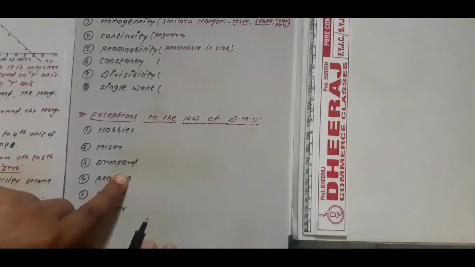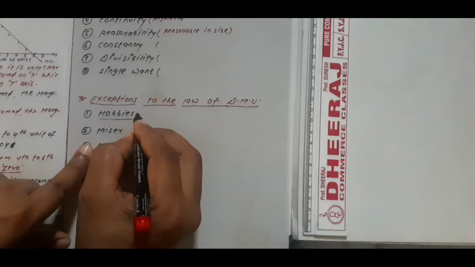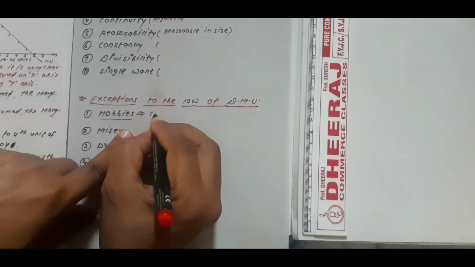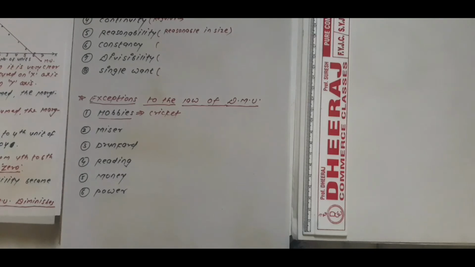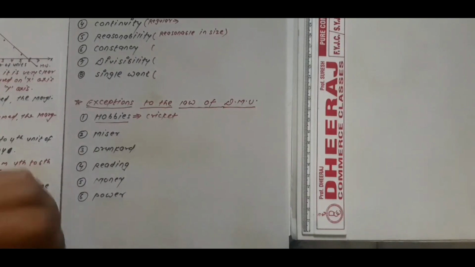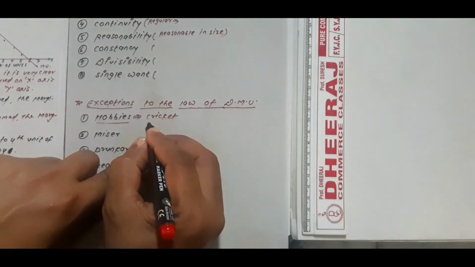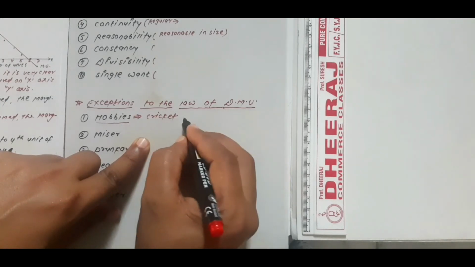Now for example, the first is hobbies. A person's hobbies are totally different from person to person. If your hobby is playing cricket, and a person plays cricket more and more continuously, their utility increases. If a person is very interested in playing chess, carom, or any other thing, and does more and more of it, their utility increases.